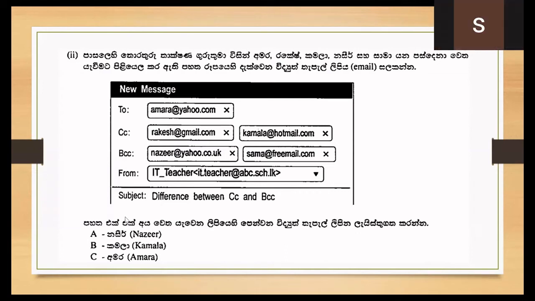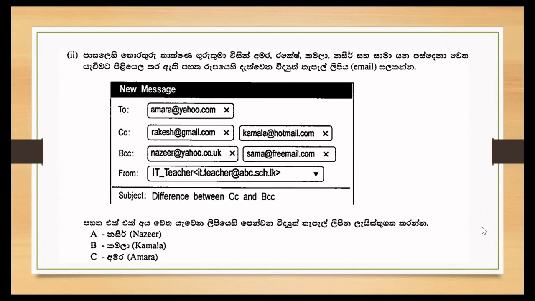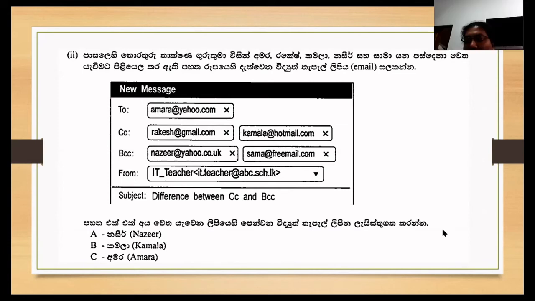From whom? Amara@yahoo.com. Rakesh@gmail.com. Very good. Kamala@hotmail.com. Yes. An IT teacher. That's all. He cannot see the Sama. Can or cannot? Cannot. Very good. Thank you so much, Chalani. Then Nasir can see only Amara, Rakesh, Kamala, and that letter, that is the IT teacher also, but he cannot see the Sama. Okay, I have to ask another.